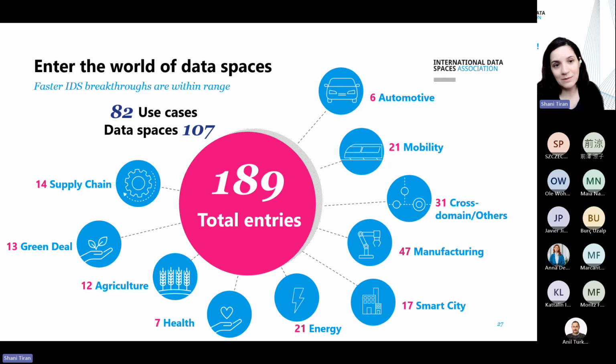So far, we have almost 190 entries. Most of them are data spaces, but some are use cases. And you can see here the spread of the different domains. You can see, for example, that there's a lot of examples from the manufacturing industry, because that's really where the concept of data spaces started. But we already see a big spread to other domains as well, on the rise, with mobility and energy and smart cities and so on. So this is a great tool to learn from, and also open your mind to the different use cases of data spaces.